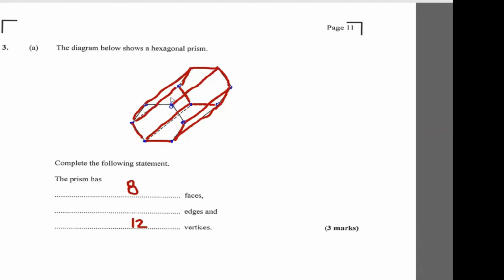1, 2, 3, 4, 5, 6. All the edges around this are, oh, here. This is another one, 17. And then finally this right here, 18. So there are 18 edges.